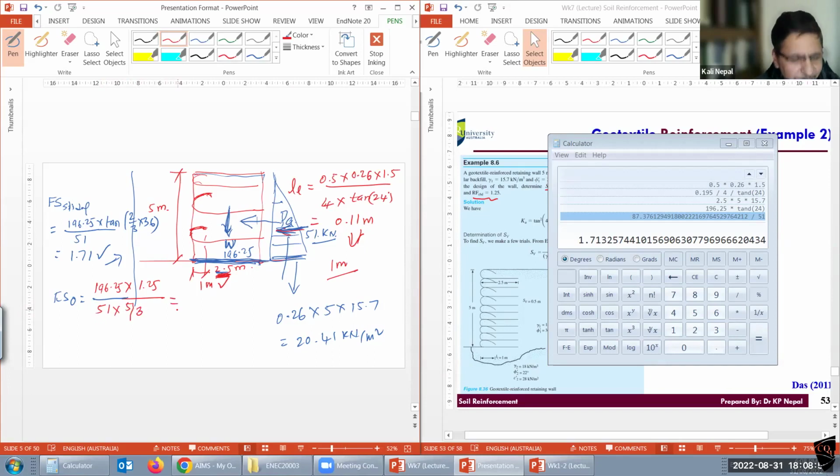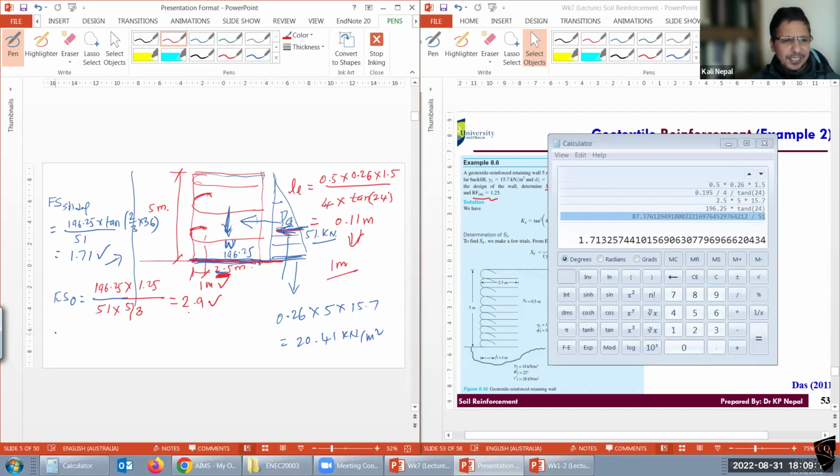Can you calculate overturning? It's 2.9, sir. Or 2.9. Okay, that's okay. It's not that bad, yeah. But they are all critical. So if I am a designer, I'll go a little bit more length there.